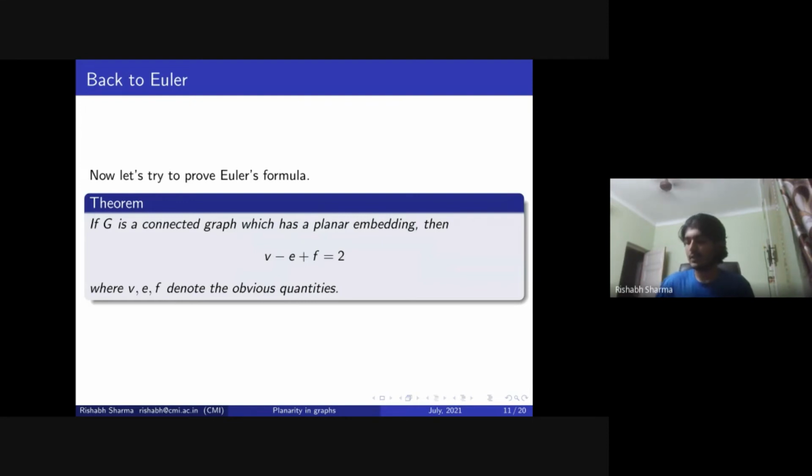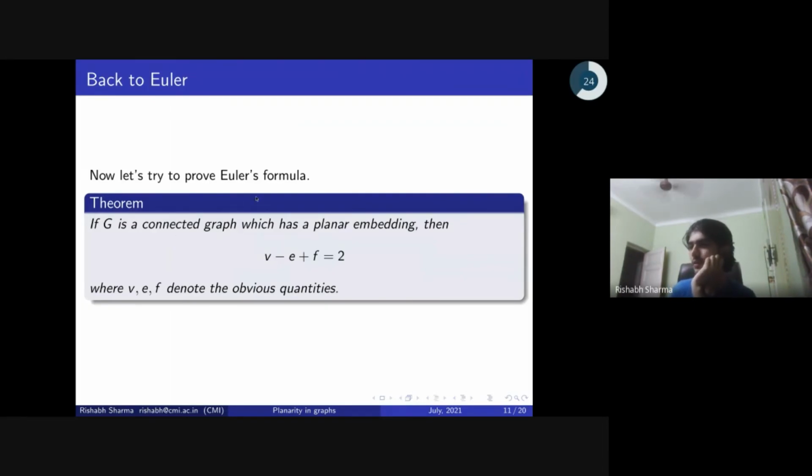Let's try to prove Euler's formula using everything we have done till now. The basic idea we'll use is that of induction, induction on the number of edges. In Euler's formula, we are assuming that G is a connected graph which has a planar embedding.